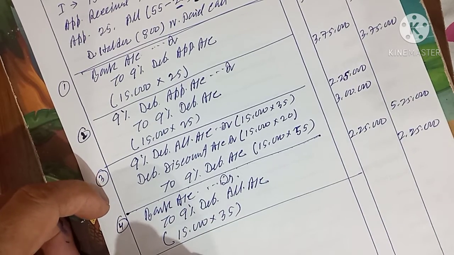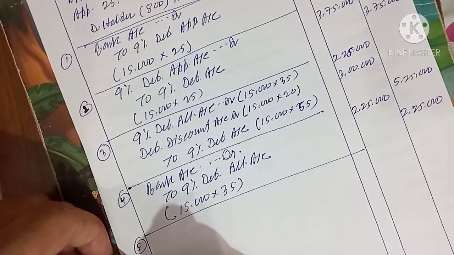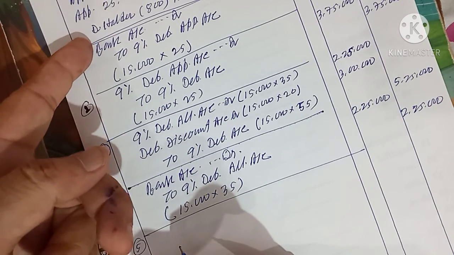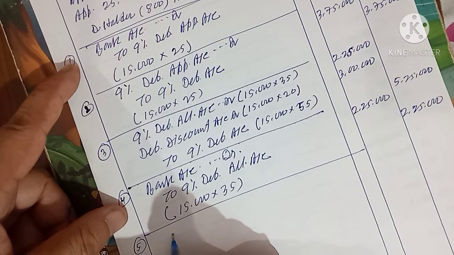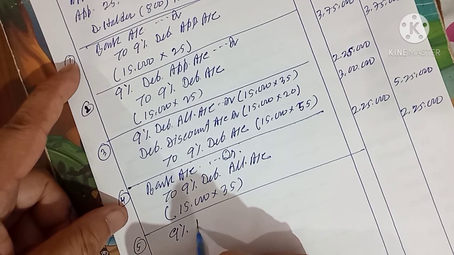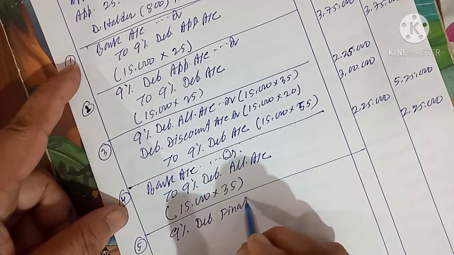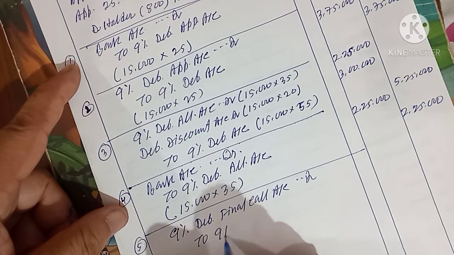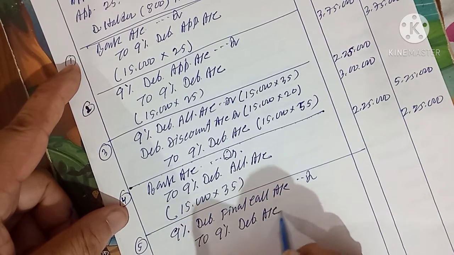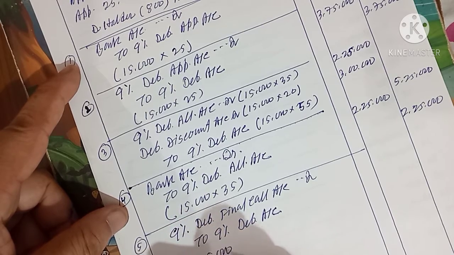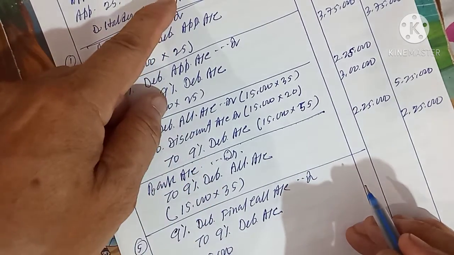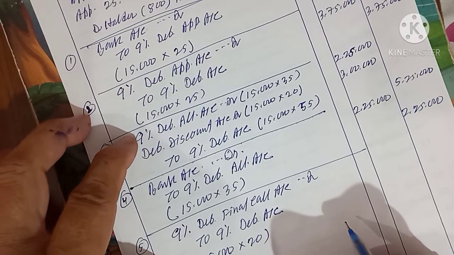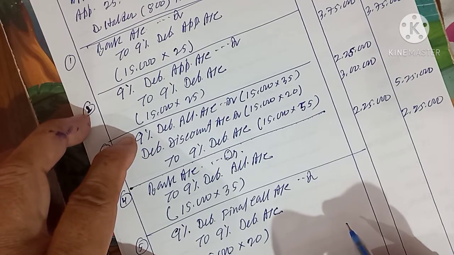Now the last two entries, which every one of you knows, very easy. What will we do? We will pass the entry for calling. Calling for what? Calling for final call. So 9% debenture final call account debit to 9% debenture account. How many debentures will we call? 15,000. What is the price of that? I think it is 20 rupees. 15,000 into 20, you will get 3 lakh.